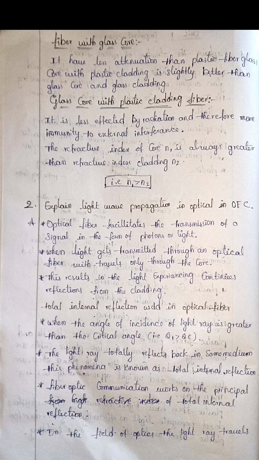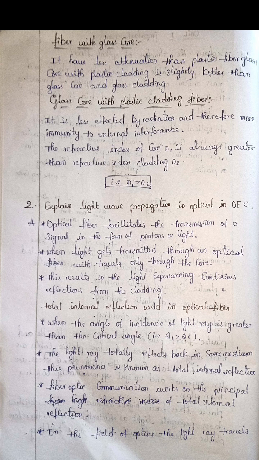Explain light wave propagation in optical fiber. Optical fiber facilitates the transmission of a signal in the form of photons or light. When light is transmitted through an optical fiber, it travels only through the core. This results in the light experiencing continuous reflections from the cladding. Total internal reflection is used in optical fiber.